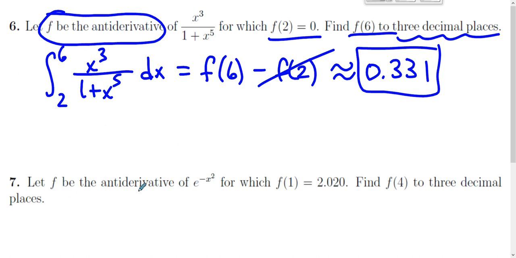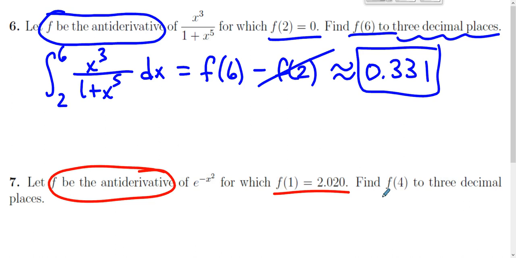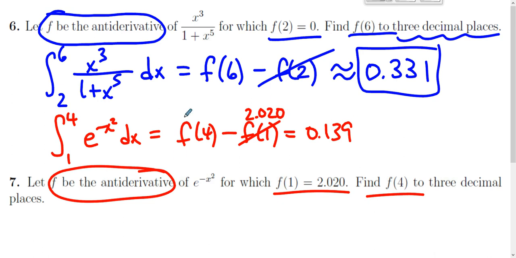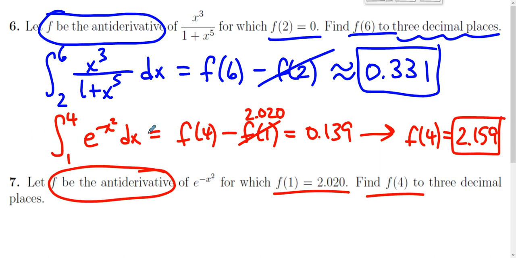And the similar thing happens down here. Again, we have f being some antiderivative. We know about 1. We want to know about 4. So we're thinking about an antiderivative, an integral from 1 to 4. Integrals and antiderivatives are inextricably linked. So we know that the definite integral of e to the negative x squared dx, that's f of 4 minus f of 1. We know what f of 1 is. So we also know what this is because the calculator gives it to us. That's about 0.139. So f of 1 is 2.020. And so we can use this equation to figure out that f of 4 is 2.159.